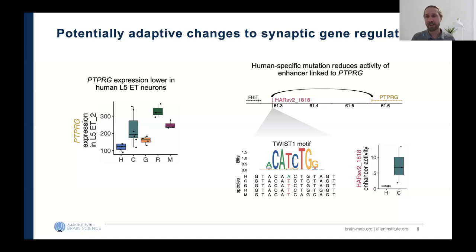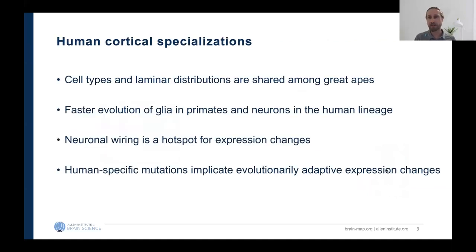So I think that leveraging genomic changes to better understand what has actually specialized in humans and what has functional relevance is really key. So just very quickly, I think I've shown you the parts list is shared. The neuronal wiring is a hot spot for these expression changes. And again, we can leverage the genomic changes to understand adaptive change.